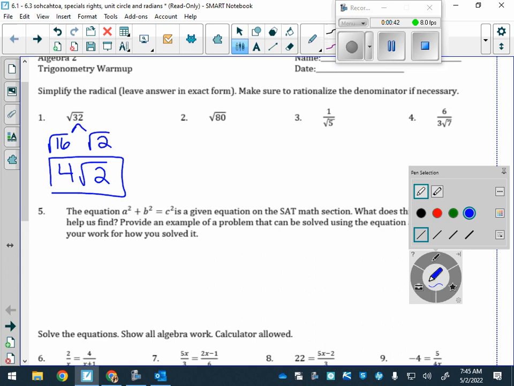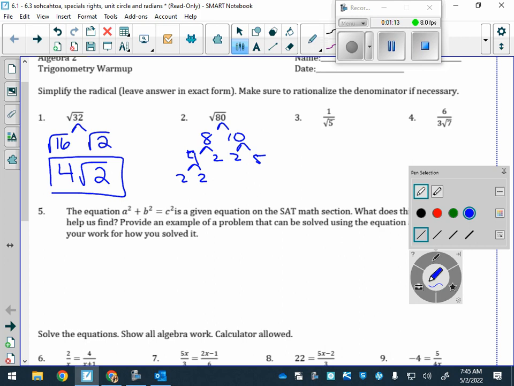How about number 2, square root of 80? Any ideas? Or what 2 factors did you start with to simplify? Nick? 8 and 10, okay. And then we could keep going. And since it's a square root, we're looking for pairs of 2. 2 means pair anyway.